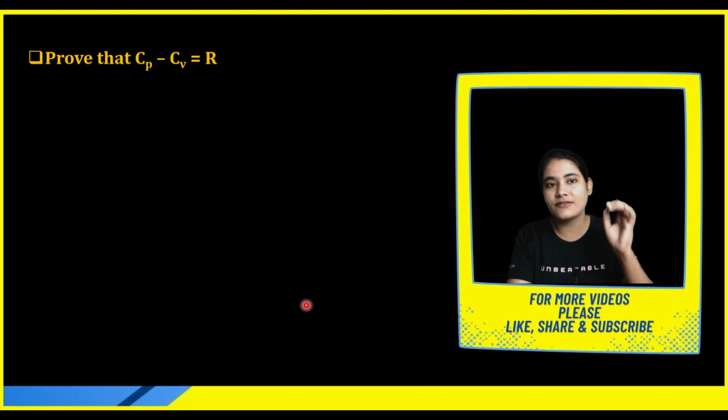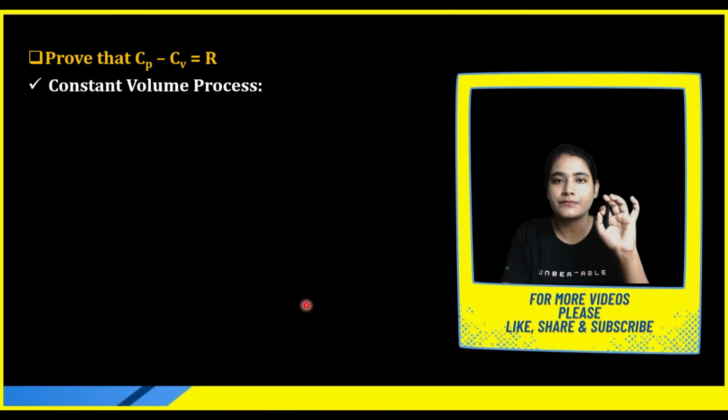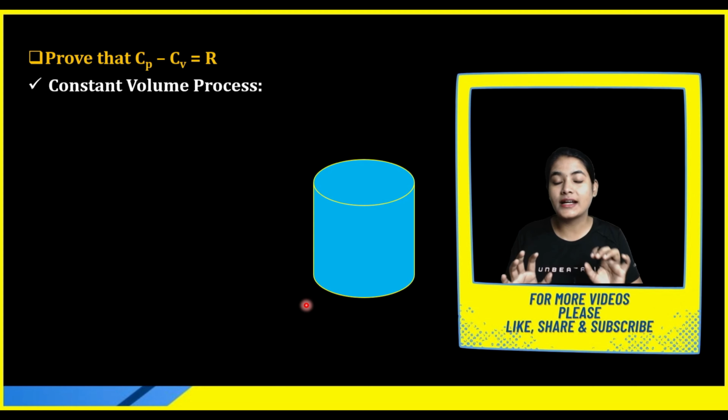So the very first thing we have to prove is Cp minus Cv is equal to R. How are we getting this expression? I am going to consider one constant volume process. So this is my container. All the boundaries of the container are fixed.